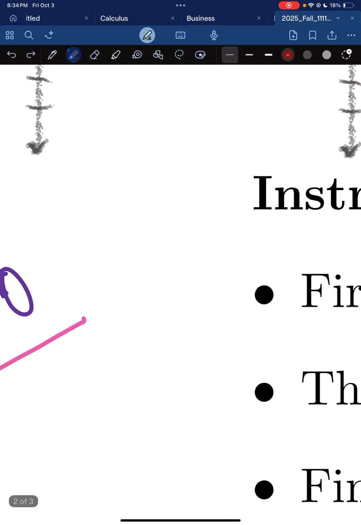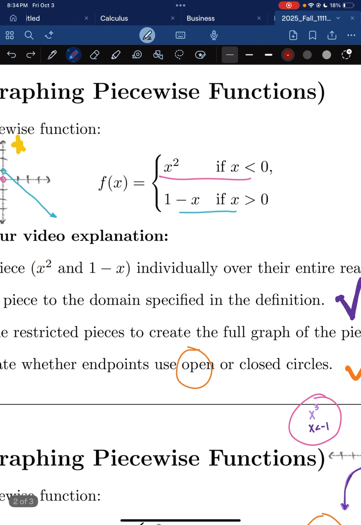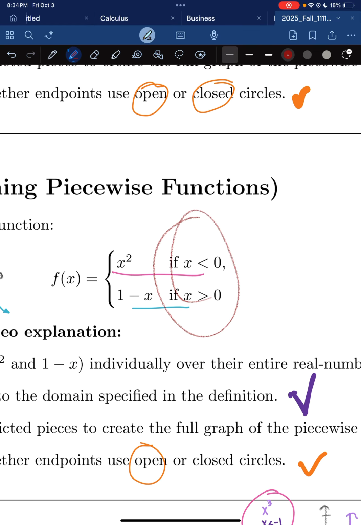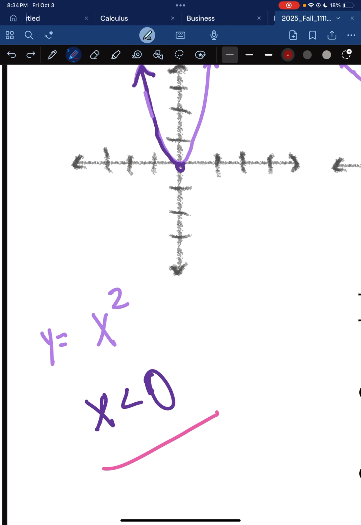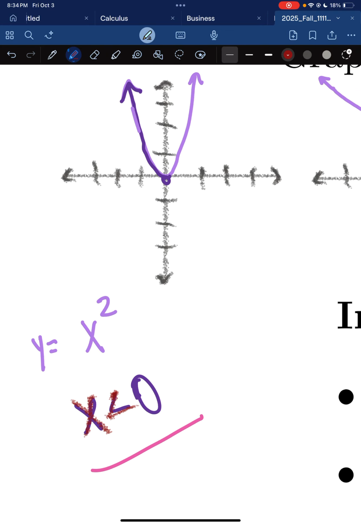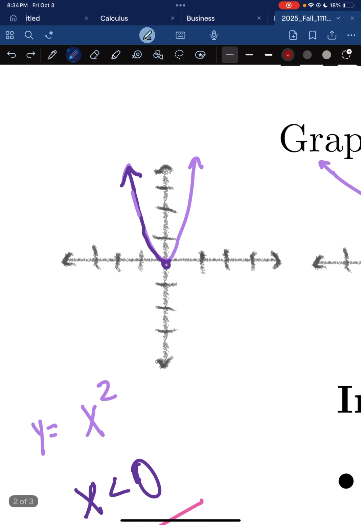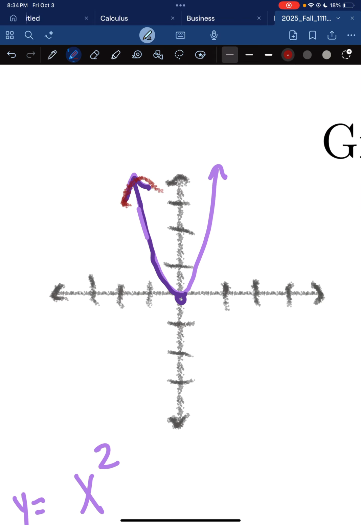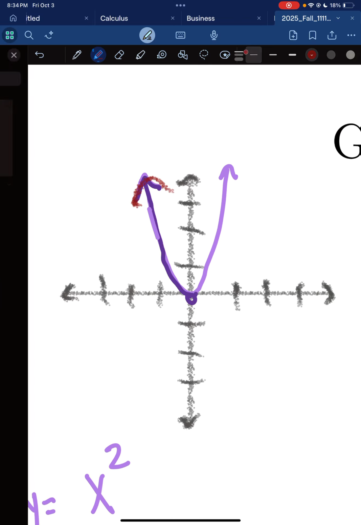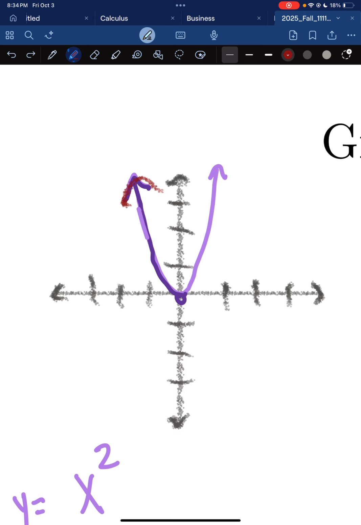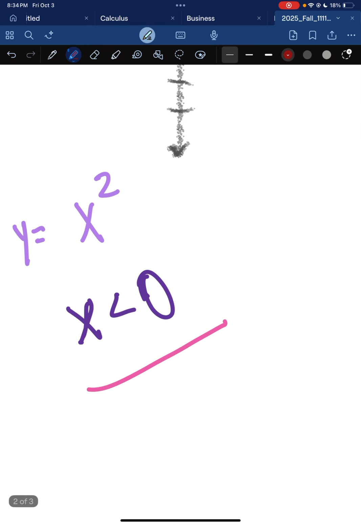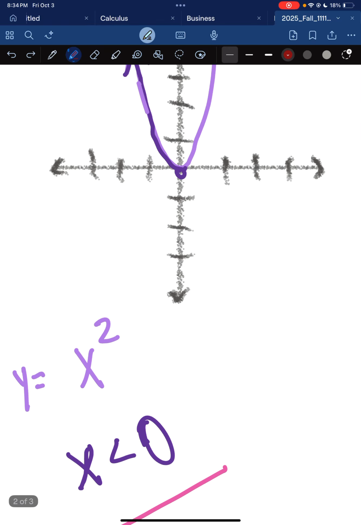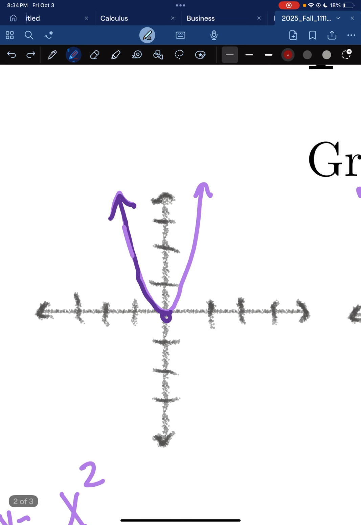Then we have to restrict it to the part that's specified in the function. So we're going to do the right side now. For the first one, x is less than 0. So we're going to restrict everything but anything less than 0. So that means anything on the left side is true. So you can see that's how I highlighted it by the dark purple line. And obviously it is an open circle because of the inequality presented. Let me make that better.